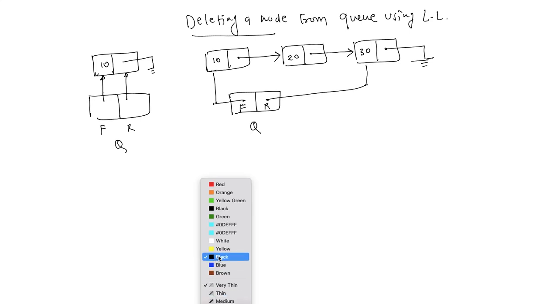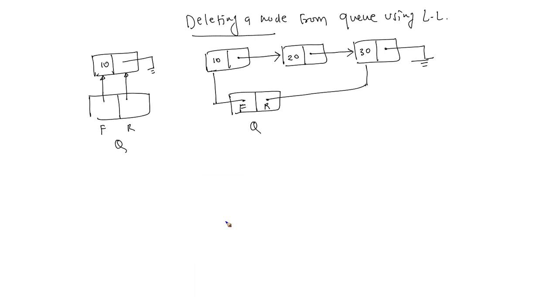Welcome back, students. In this video we are going to discuss the delete operation, or dequeue operation, on a queue using a linked list. Now, what does deleting mean? If we have a node and I want to delete this node, what do I do?